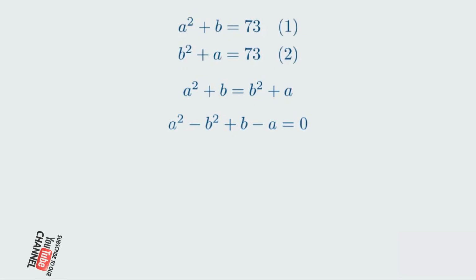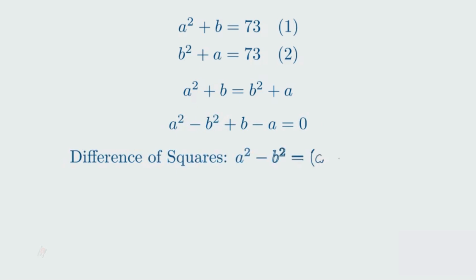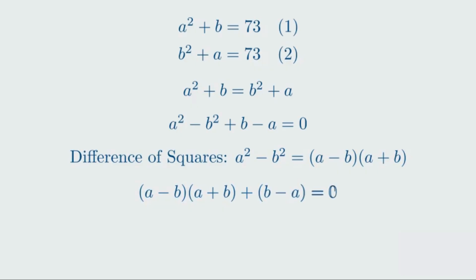This equation has a special form. The first two terms, a squared minus b squared, form a difference of squares. This is a common algebraic pattern. We know that the difference of squares, a squared minus b squared, factors into (a minus b) times (a plus b). Let's apply this to our equation. Substituting the factored form gives us (a minus b) times (a plus b) plus b minus a equals 0.